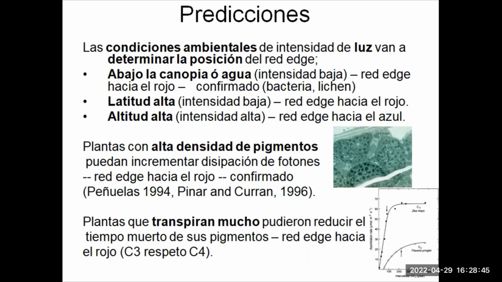Now, if we go to high latitude, where the sun is lower in the sky, we have less intensity light, and so the red edge should be moved towards the red also.